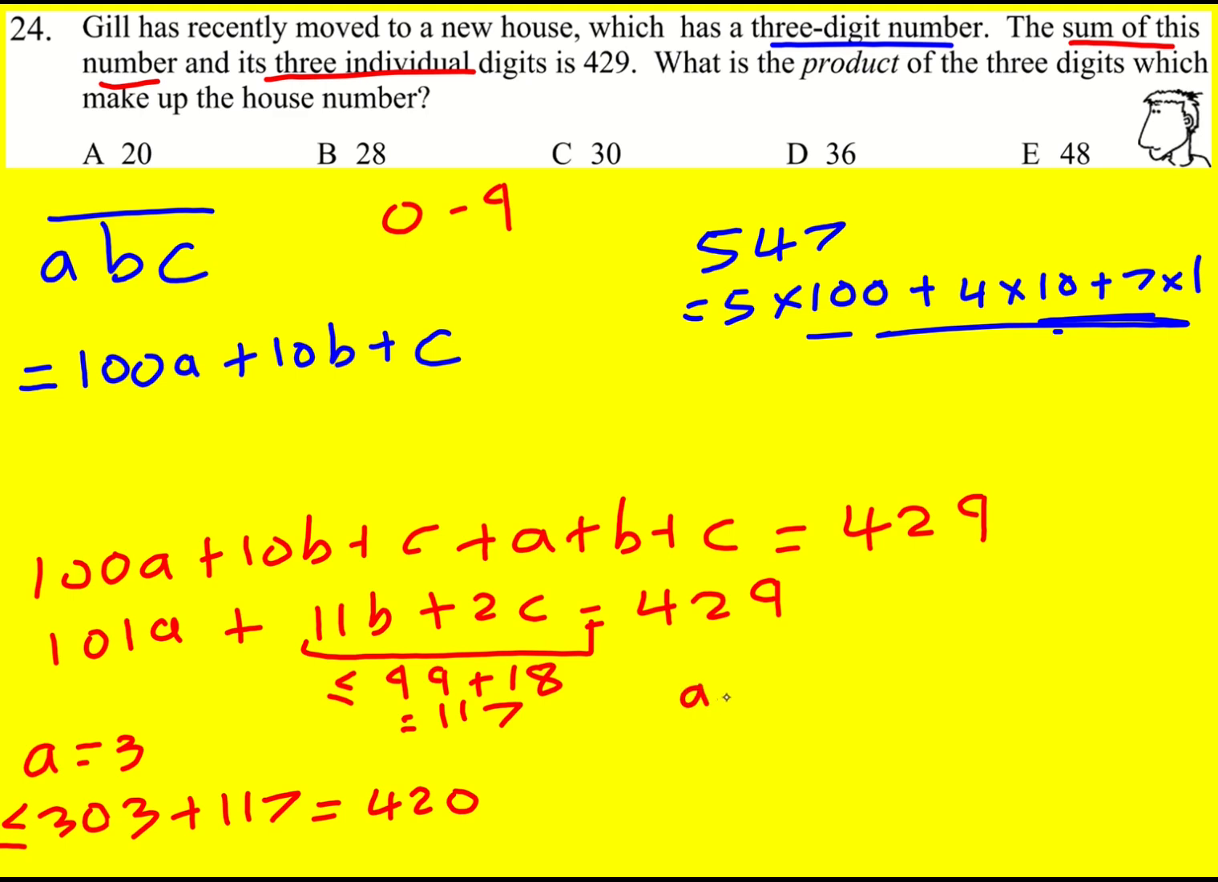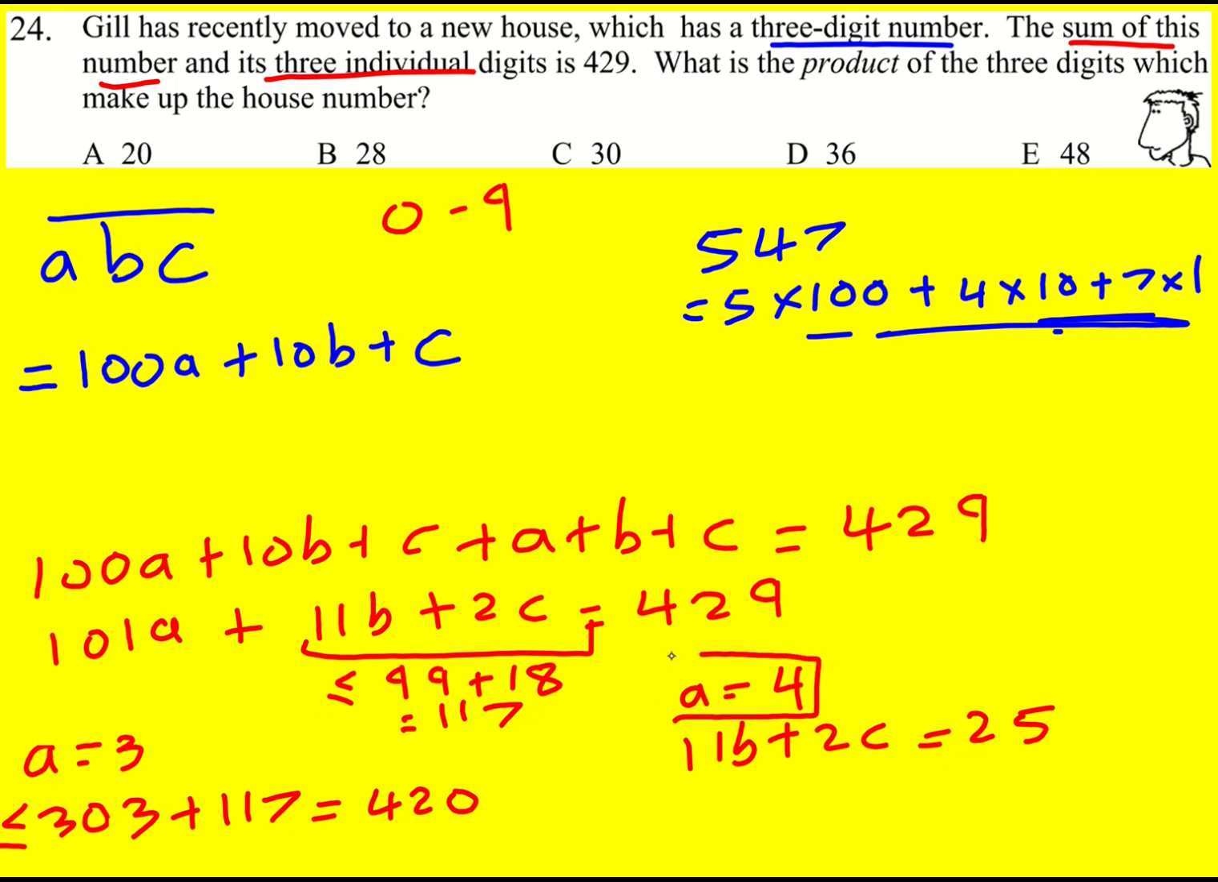So A is going to have to equal 4 for this to work. Hopefully that makes sense. It can't equal 1 or 2, that'd be way too small. It can't equal 5 because that'd be too big. So it can only equal 3 or 4, but I found the maximum that this can equal, so it can't equal 3. We could never reach 429. A equals 4, we get 404, which means 11B plus 2C is going to be 429 minus 404, which gives 25. Okay, I've managed to simplify this greatly.